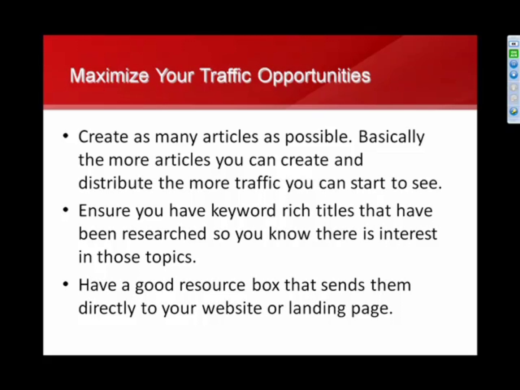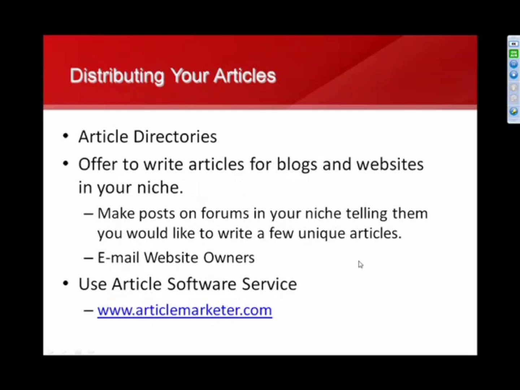So to maximize your traffic opportunities with article marketing, there's just 3 really core things. Create as many articles as possible, ensure you're using keyword-rich titles that you have done some research on, so there's an interest, and then have a good resource box. It takes a little bit of work, but I hope you saw in the previous steps that I went over some methods for generating content quickly without having to worry about writing as much. So I hope that encourages you to do more article marketing.